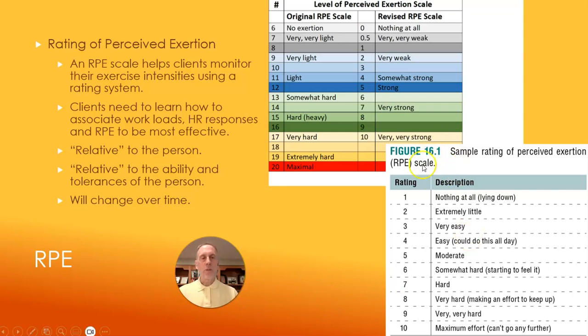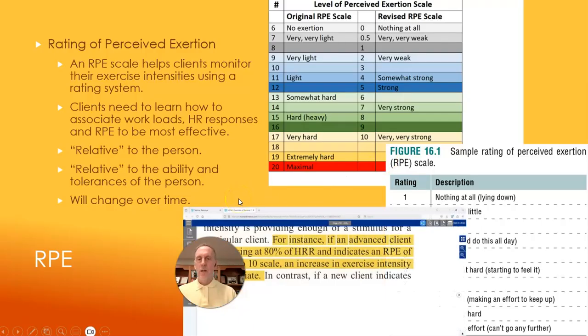The book uses figure 16.1 to convey this concept in terms of rating, being 1 is nothing at all, nothing very weak, extremely little, all the way up to 10. They can't go any further. You'll see different versions of this, but usually it's anywhere between a 0 to 10 scale.